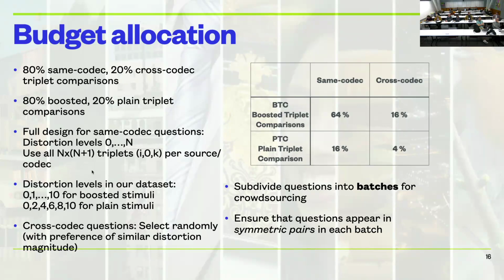Also we investigated whether we should apply the full design of our pair comparisons or triplet comparisons, or just a partial design. The full design means if we have 10 distortion levels plus the source, that's 11 different levels, which we can ask, so 11 times 10 pairs, that's 110 per codec and source. Should we ask all of these questions or only a small fraction of them?